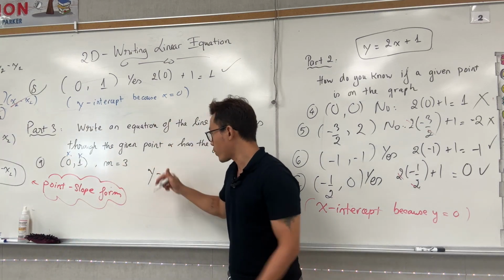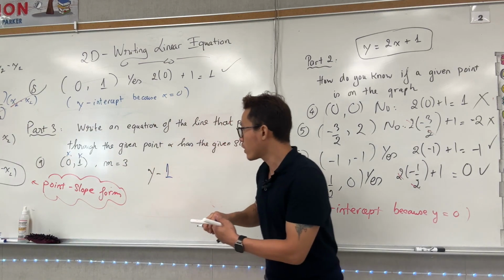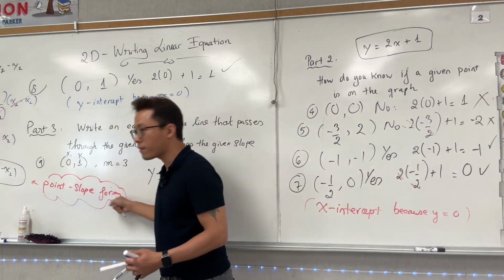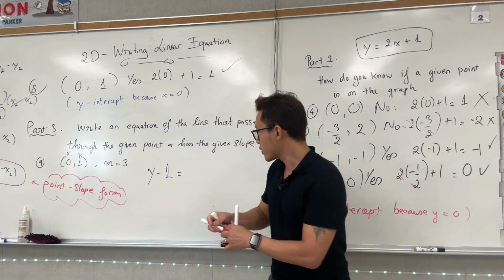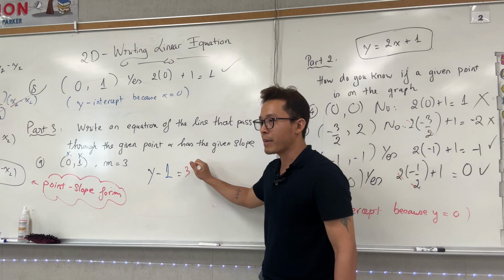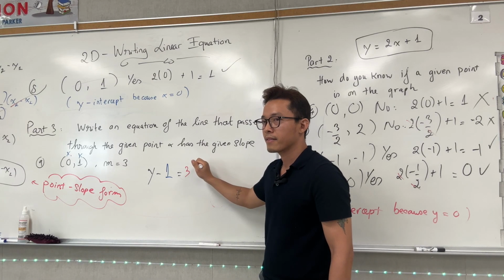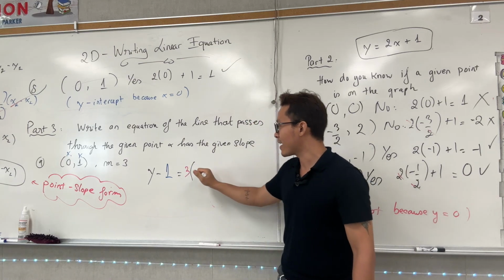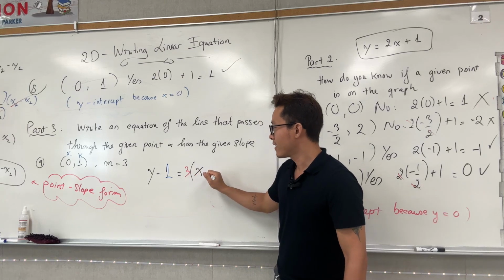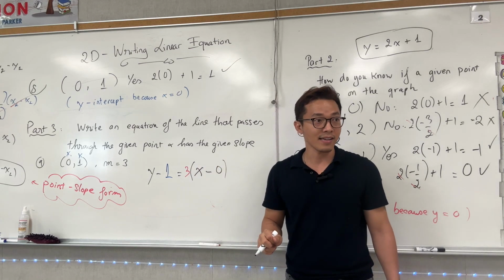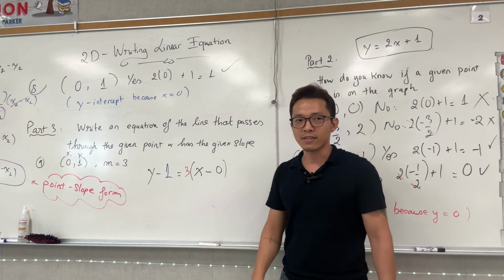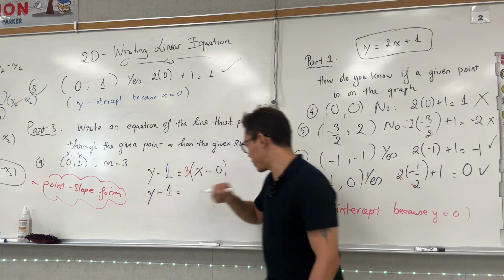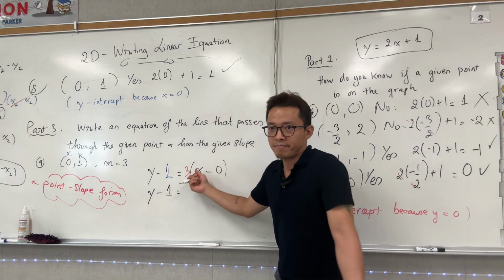y1 is 1. Equal to, what is the m? Do you know m? Yeah, 3, right? That's what I call point slope form, because you know a point and you know a slope. So this is going to be 3. What next? Tell me exactly what next. Parenthesis. Yeah, really step by step. And x minus 0. You can see, you get the answer right away. So y minus 1 equals 3 times (x minus 0).